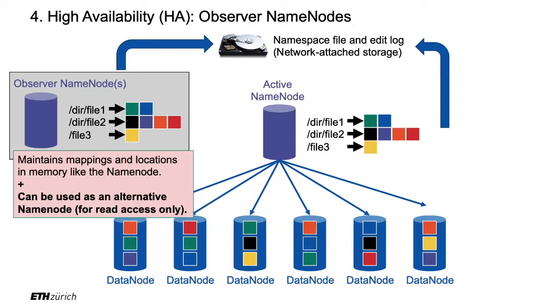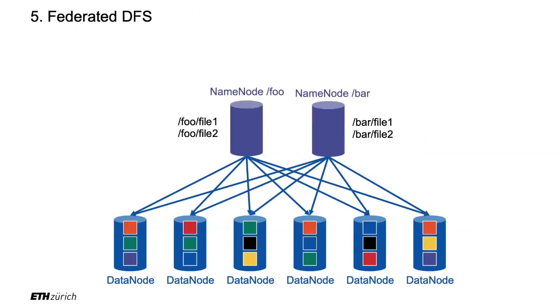Now comes the second part of my answer to your question, which is right here. That's called the Federated Distributed File System. It's the idea that you don't have just one active name node, you have several active name nodes.